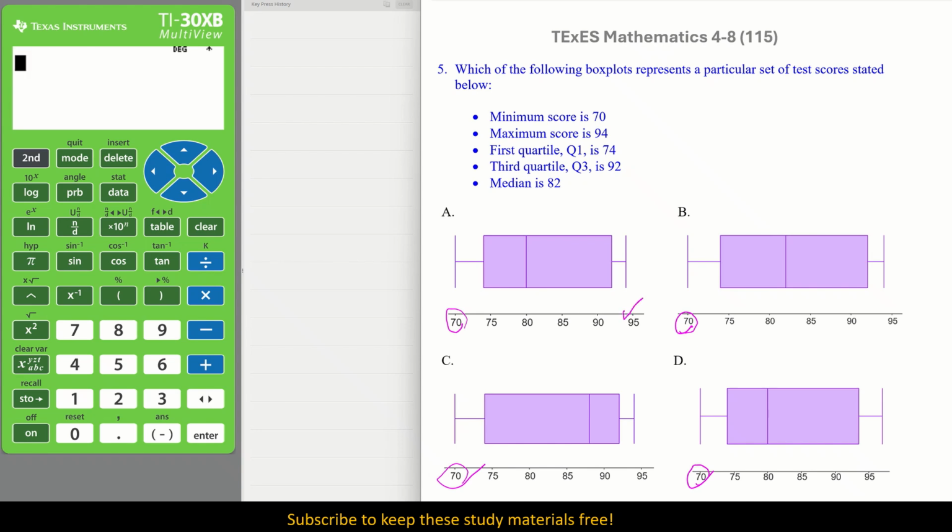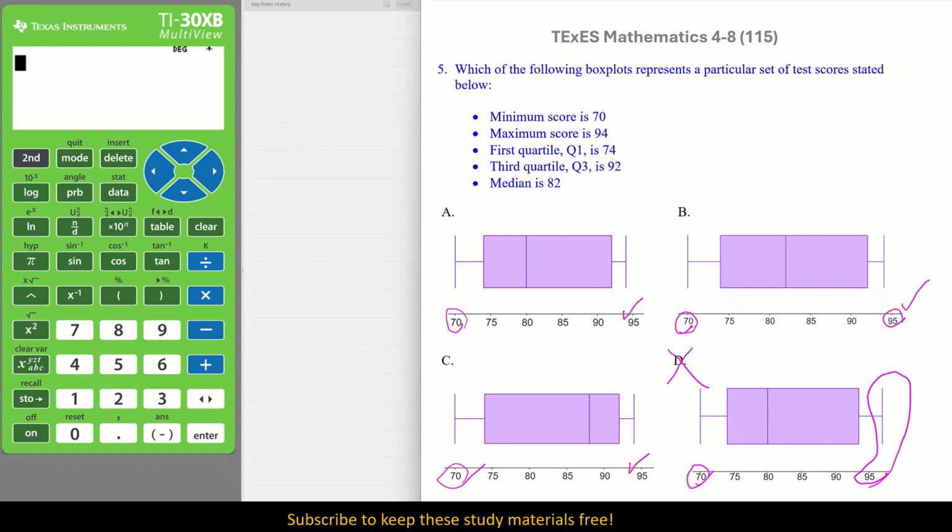Check mark on that. Check mark. Oh, I do not agree with this one. So I'm going to say no to D. And I do agree with this one. So we've eliminated one of our box plots or box whiskers, however you want to say, whatever you want to call them.